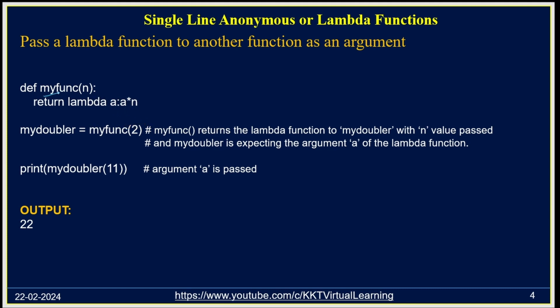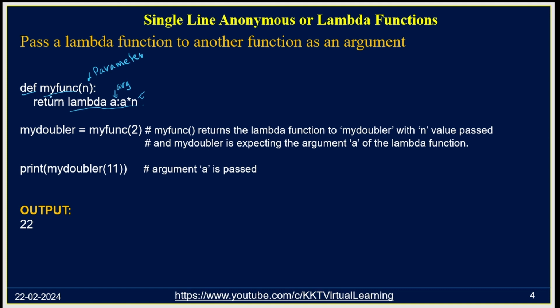Here, myfunction is the function name. This is the parameter or argument. And this is the keyword for defining the function. And this function returns a lambda function. And for this lambda function, the argument is a. But this n is the argument for myfunction.